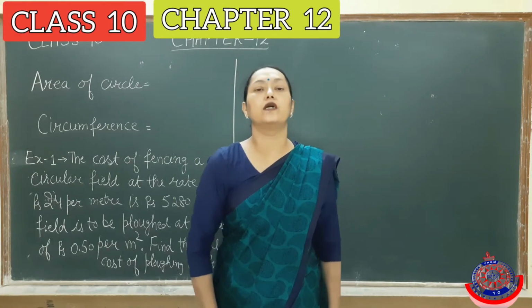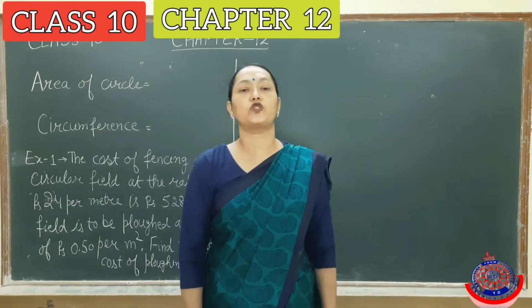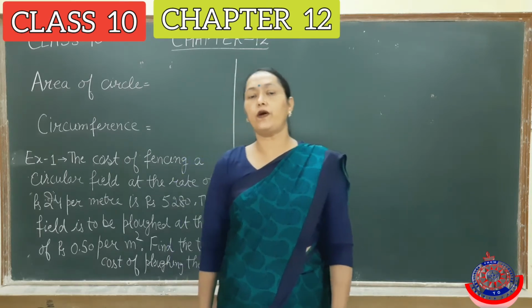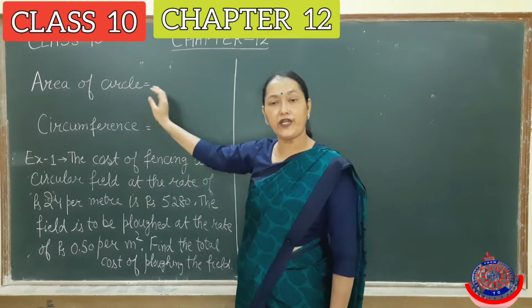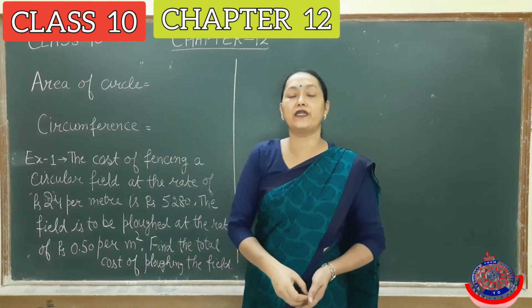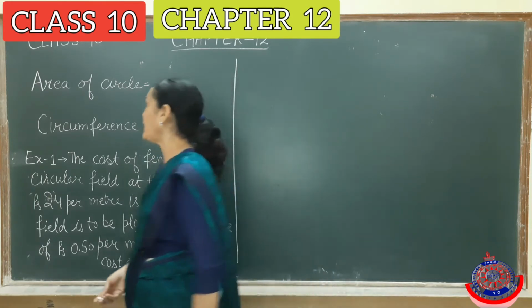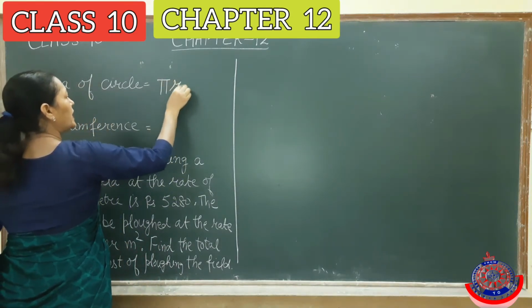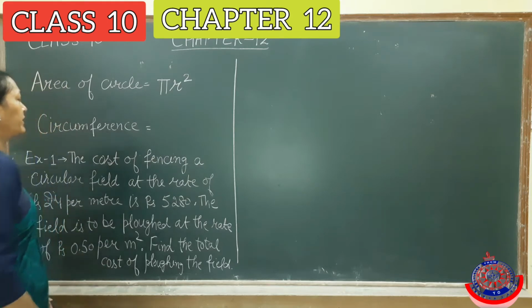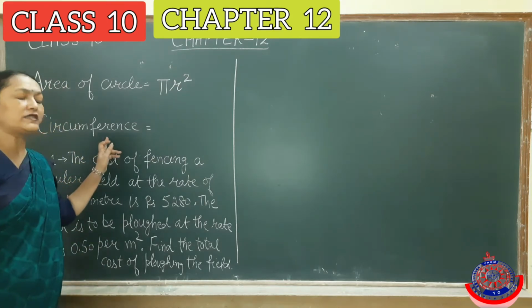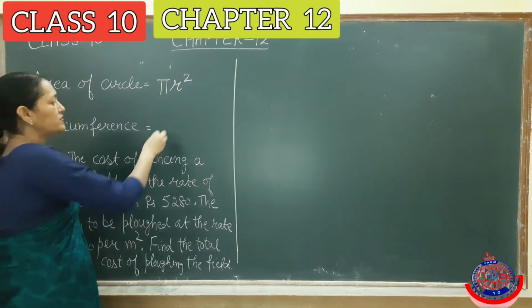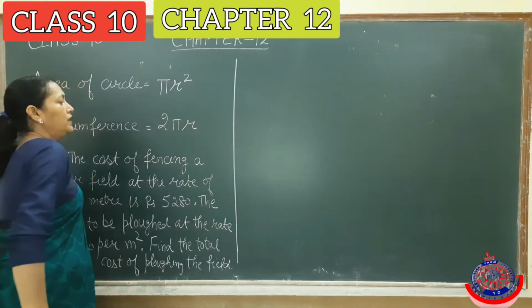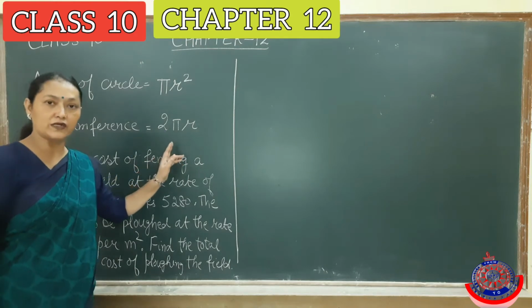Namaste students. Today we will be starting chapter 12, areas related to circles. If I ask you about the formula of area of circle, I know you have done it in earlier junior classes. So very easily you will tell that area of circle is pi r square, and circumference of circle is 2 pi r. R means radius of the circle.